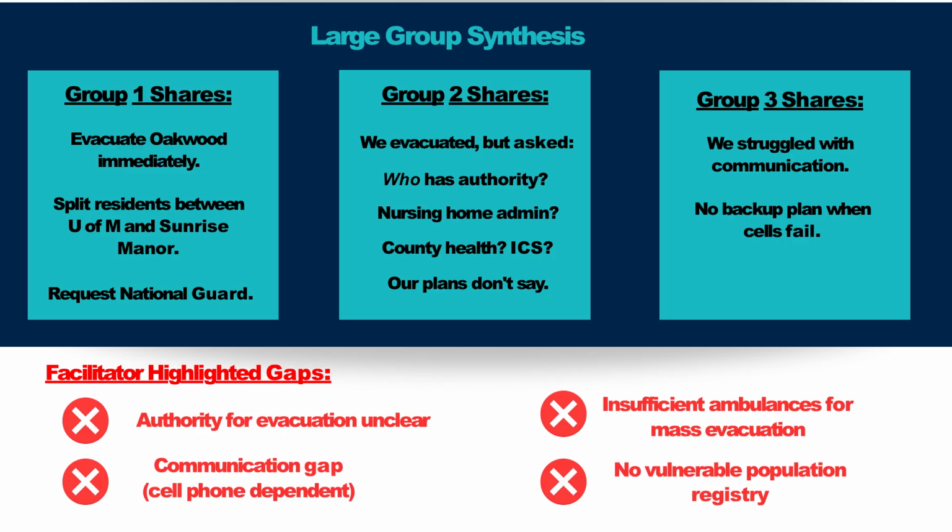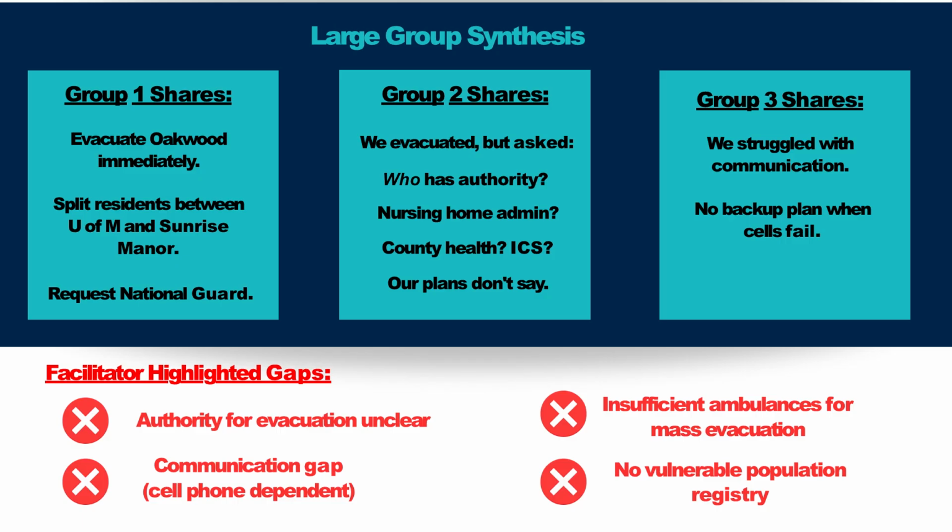But multiple groups asked, who has the authority to order evacuation? That's the gap. Our plan doesn't clarify this. Everyone struggled with communication. Realized we can't rely on cell phones. We don't have a list of vulnerable populations, people who are oxygen dependent, dialysis patients. How do we reach them?